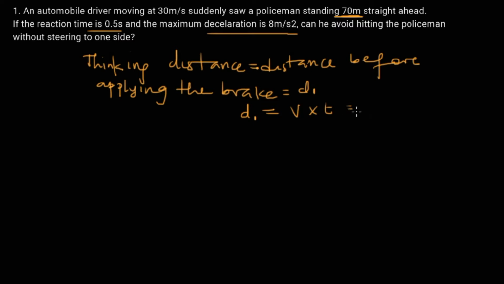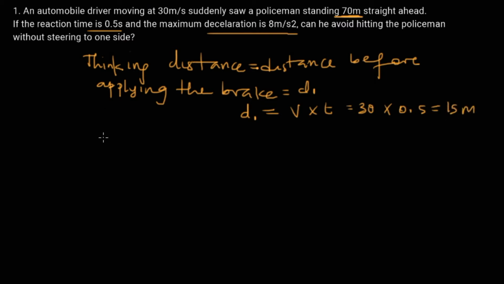Then upon the application of the brake, the thinking distance ends, and then we also find the distance during the application of the brake, which is the distance during deceleration. So the velocity at which it moves is 30 meters per second multiplied by the reaction time, which is 0.5, and that's half, so that is 15 meters.